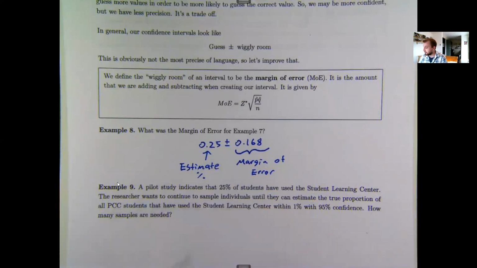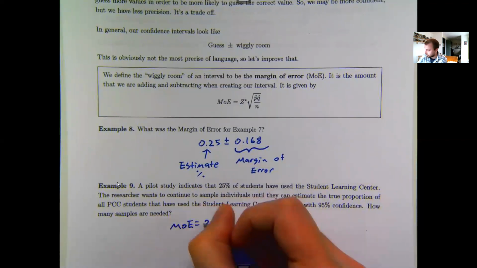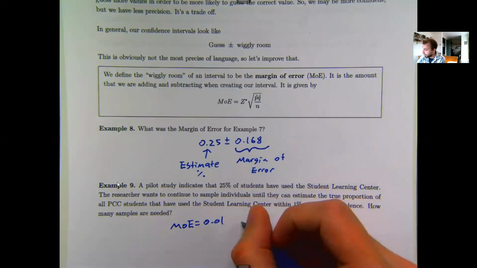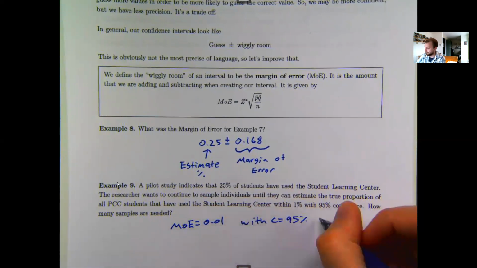A pilot study indicates that 25% of students have used the Student Learning Center. The researcher wants to continue to sample individuals until they can estimate the true proportion of all PCC students that use the SLC within 1% with 95% confidence. How many samples are needed? So this one kind of goes backwards. It's saying, I only want to have 1% of error. So the margin of error, the amount that they're willing to be off by, is 1%. And they want to be off by 1% with 95% confidence.